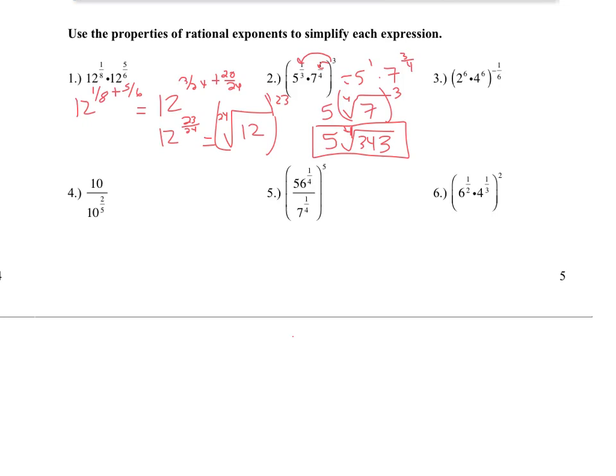So again, number 3, we have different bases inside the parentheses, so I cannot add their exponents. All I can do is distribute the power inside. So I'll get 2 to the, well, 6 times 1/6 is -1. So 2 to the negative first times 4 to the negative first, which means they both drop to the denominator to get a positive exponent. So I need a placeholder of 1 on the top. So 2 times 4 gives me 8.